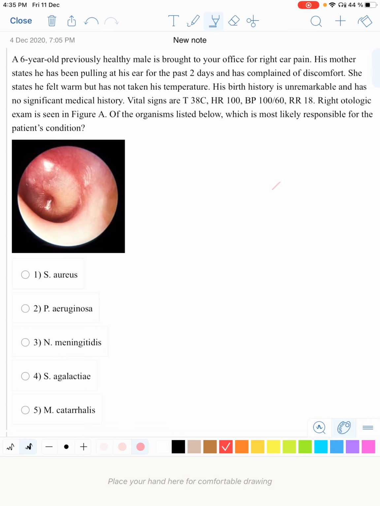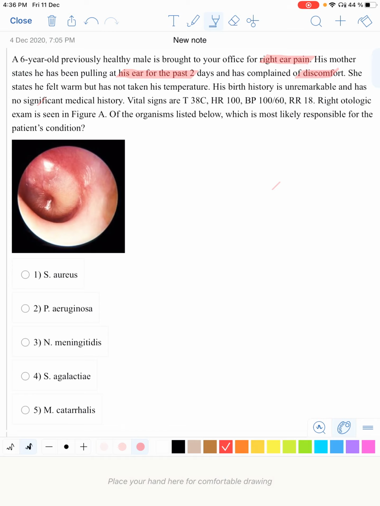A 6-year-old previously healthy male is brought to your office for right ear pain. His mother states that he has been pulling at his ear for the past 2 days and has a complaint of discomfort. So pulling the ear means he has some otalgia, or pain in the ear. He states he felt warm but has not taken his temperature. His birth history is unremarkable and he has no significant medical history.